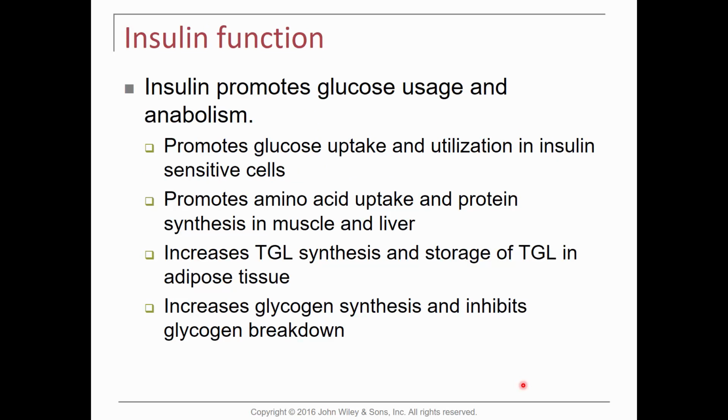Now, insulin does all kinds of wonderful things. It promotes glucose usage and anabolism. So it's going to tell insulin-sensitive cells to take glucose up, phosphorylate it, and use it in glycolysis to make ATP. It's going to promote the uptake of amino acids, and then your muscle and your liver can make proteins out of it. And remember that insulin-like growth factor and growth hormone are going to help us do that.